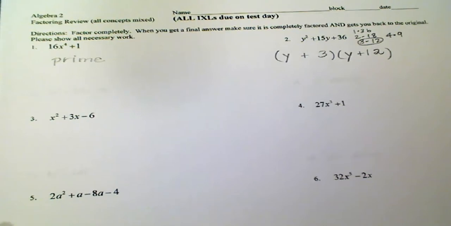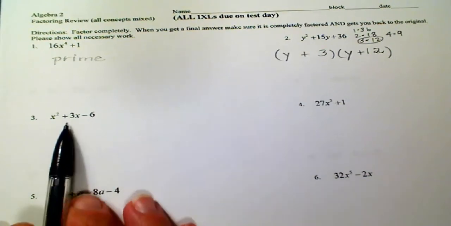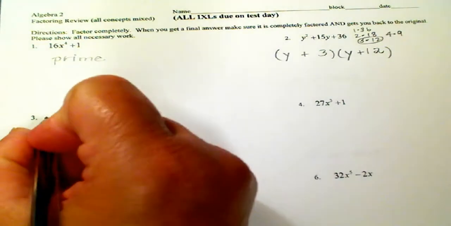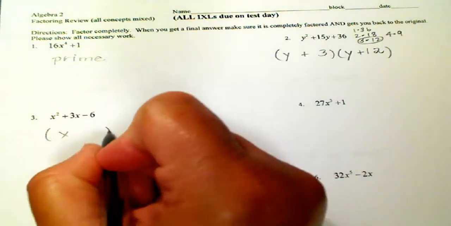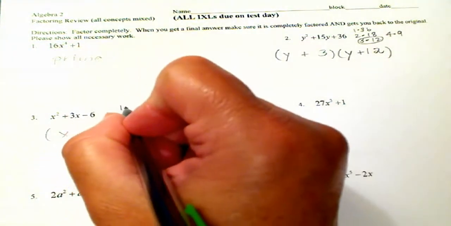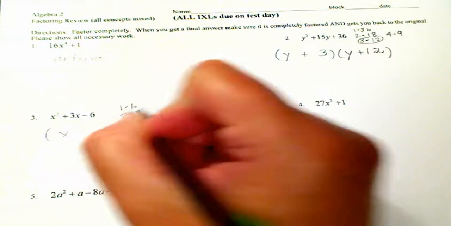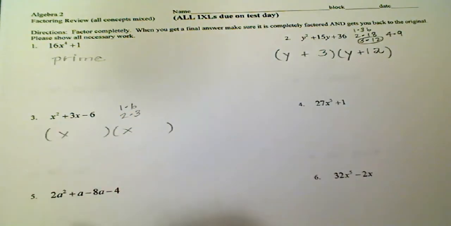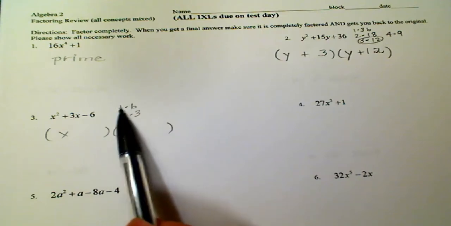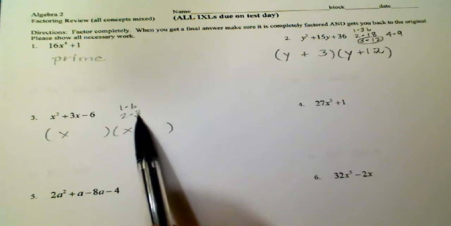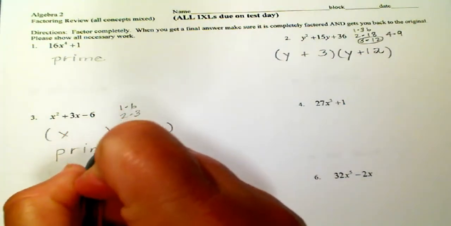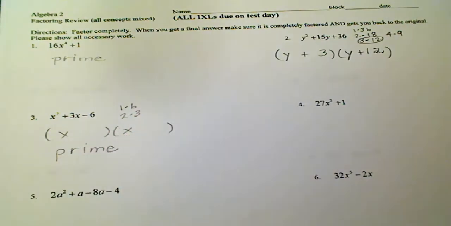Okay, number 3. We again have a trinomial. There's no GCF, and the leading coefficient is not 1. So we're going to put x and x. We need things that multiply to be 6, but will combine to give 3. Well, when you look at these, there's no way I can get a 3. And there's no way I can get a 3 here. So this one is also prime. Prime means we cannot factor it.